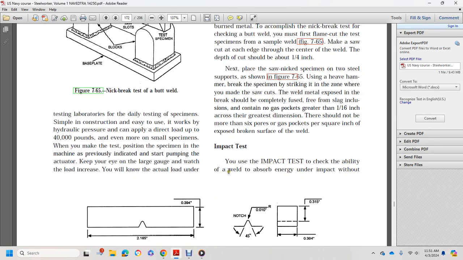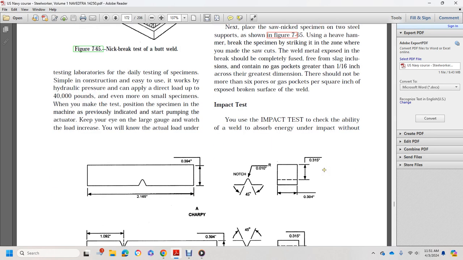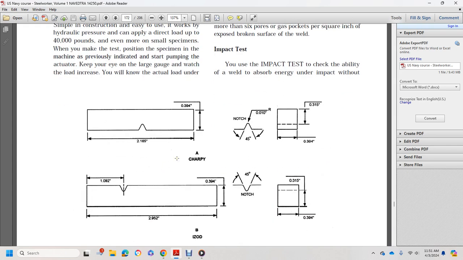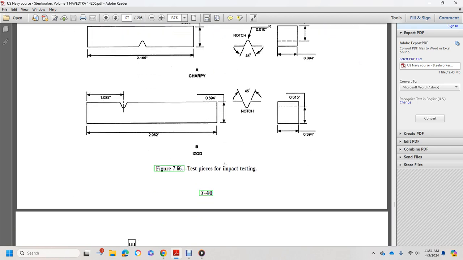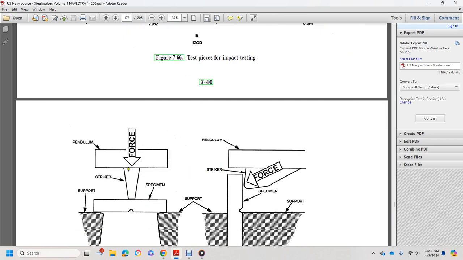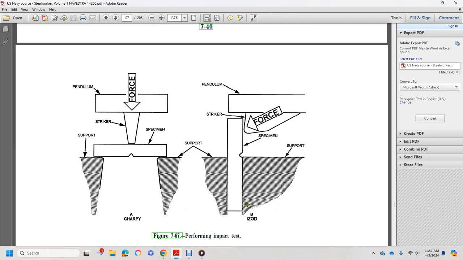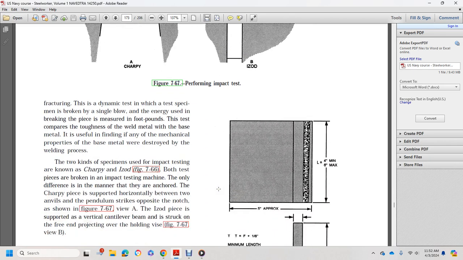Impact test to check the ability of the weld to absorb energy under impact without breaking. Figure 766 shows the Charpy notch with radii of 1/10,000 of an inch, 315,000 of an inch, and 394,000 of an inch, and shows the notches, the test piece of the impact testing, the pendulum, force, striker, and specimen supports. Figure 767, performing impact testing.